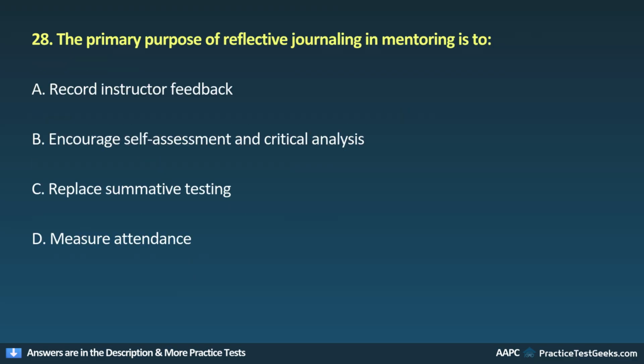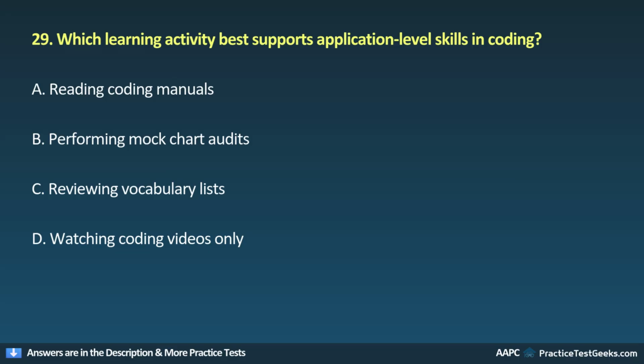28. The primary purpose of reflective journaling in mentoring is to A. Record instructor feedback. B. Encourage self-assessment and critical analysis. C. Replace summative testing. D. Measure attendance.